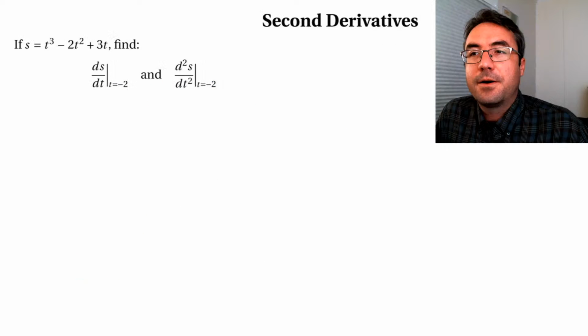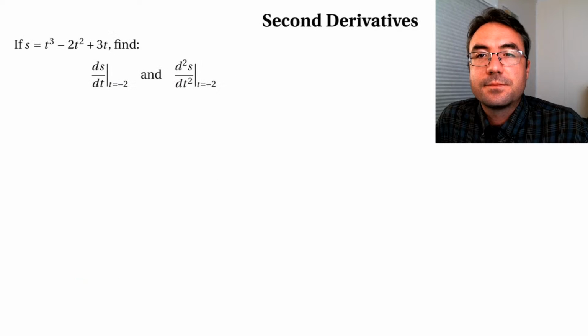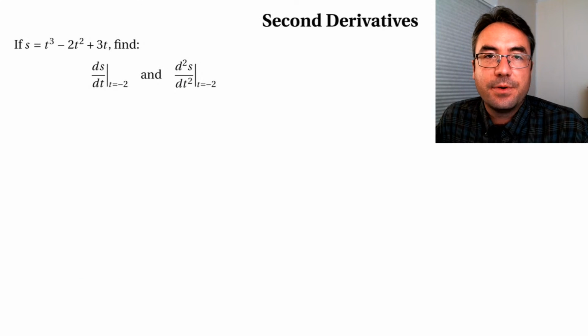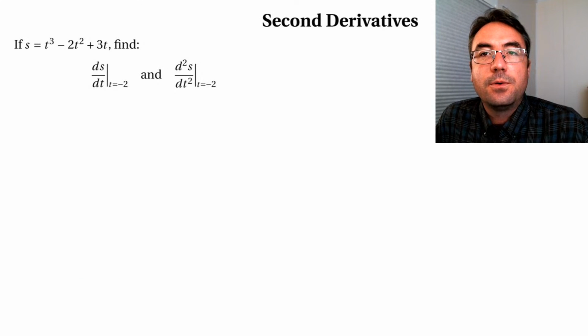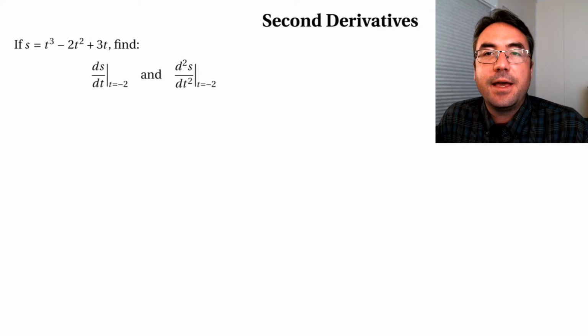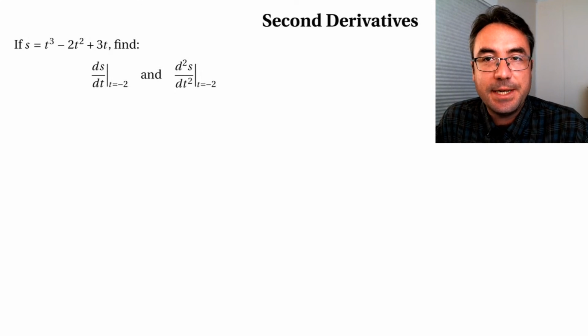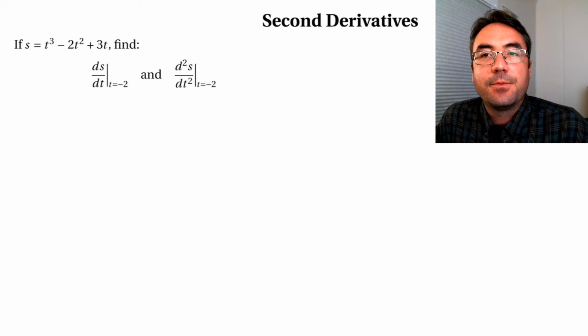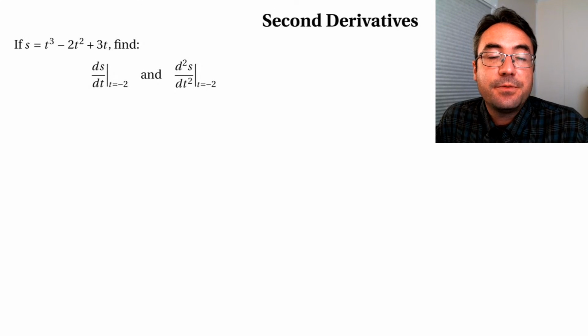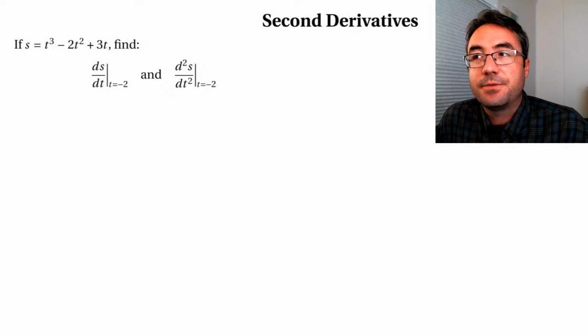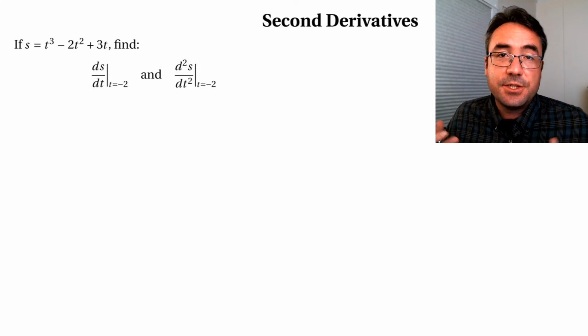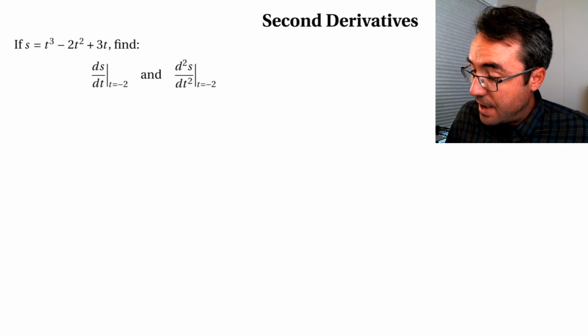All right, last one. How does it work with second derivatives? So let's say we have a function t cubed minus 2t squared plus 3t. And we're going to do the first derivative, and then we're going to do the second derivative. And let's just see how it works.